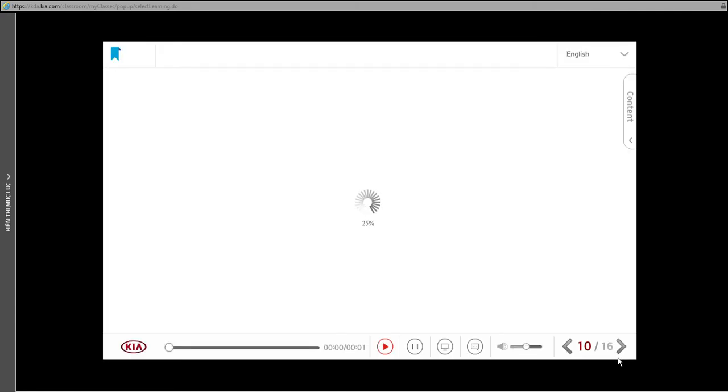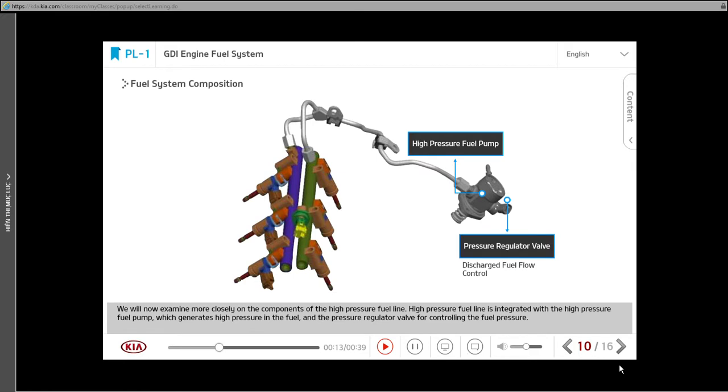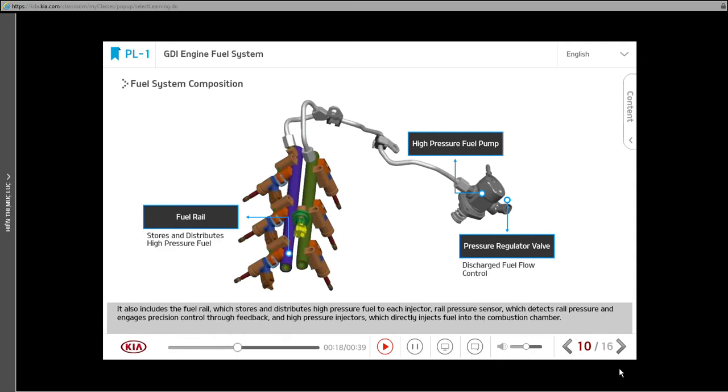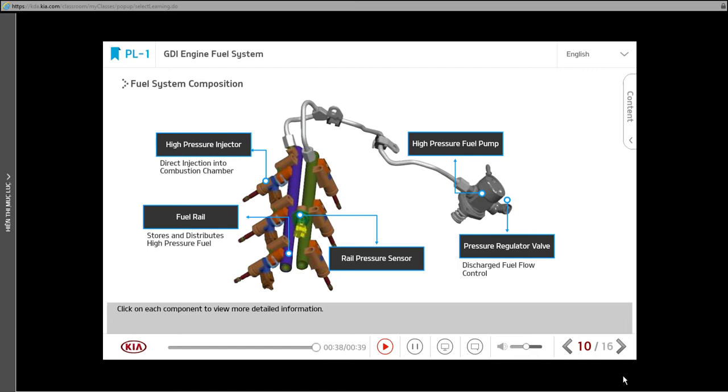We will now examine more closely on the components of the high-pressure fuel line. High-pressure fuel line is integrated with the high-pressure fuel pump, which generates high pressure in the fuel, and the pressure regulator valve, for controlling the fuel pressure. It also includes the fuel rail, which stores and distributes high-pressure fuel to each injector, rail pressure sensor, which detects rail pressure and engages precision control through feedback, and high-pressure injectors, which directly injects fuel into the combustion chamber. Click on each component to view more detailed information.